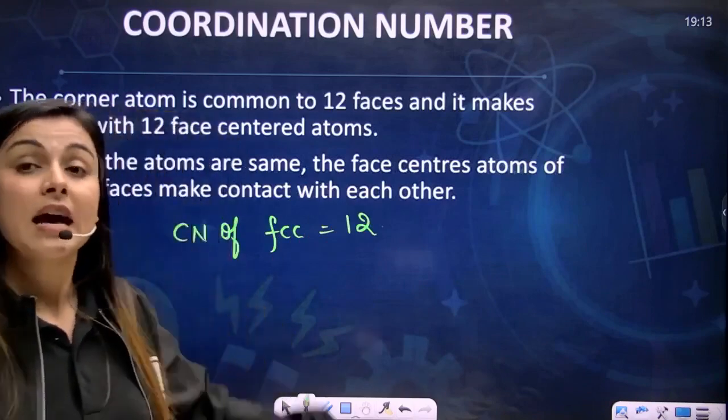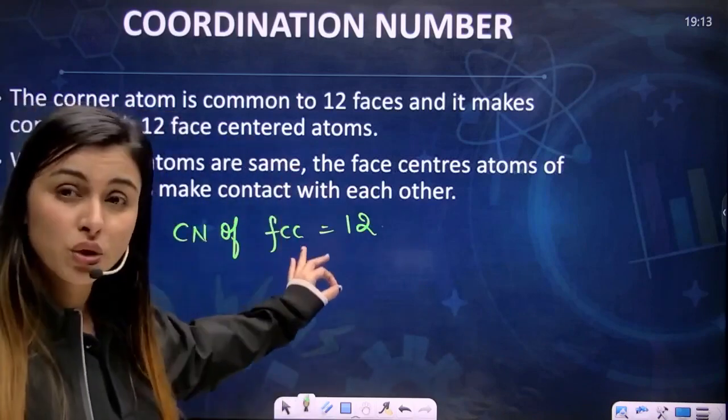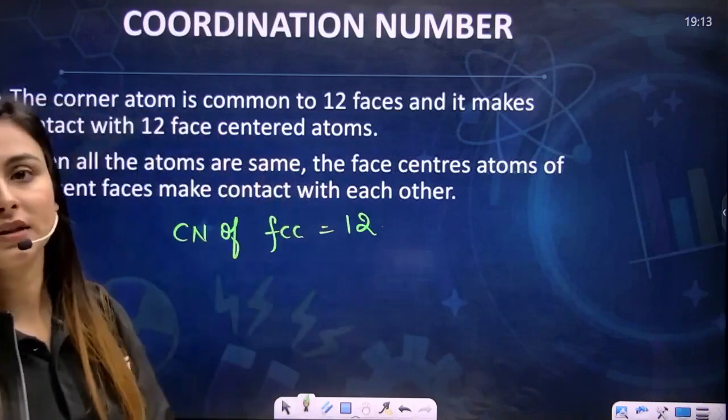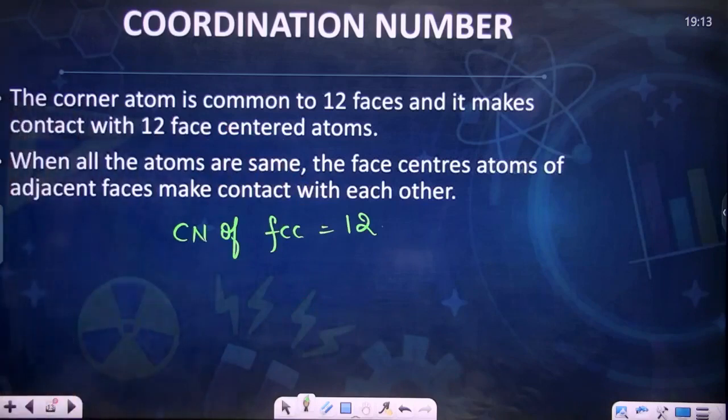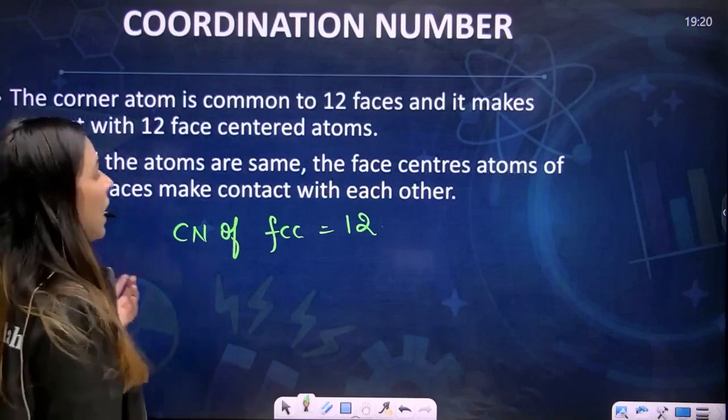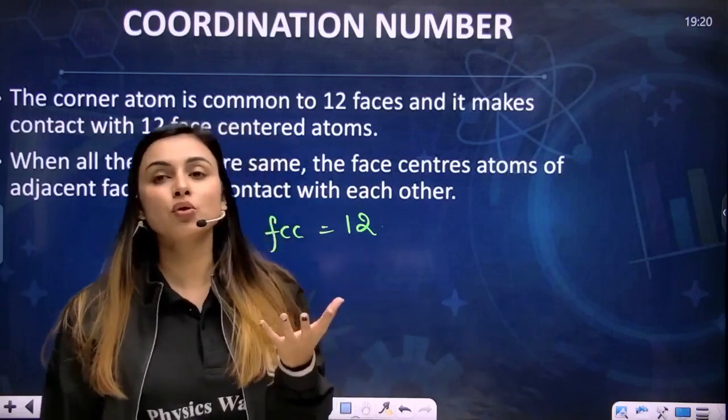Okay. Yes. I'll make you understand each and every part. Don't worry. Just write it down and then I'll make you understand. Okay. I hope you've written this. Now let's try to understand how the coordination number came out to be 12.